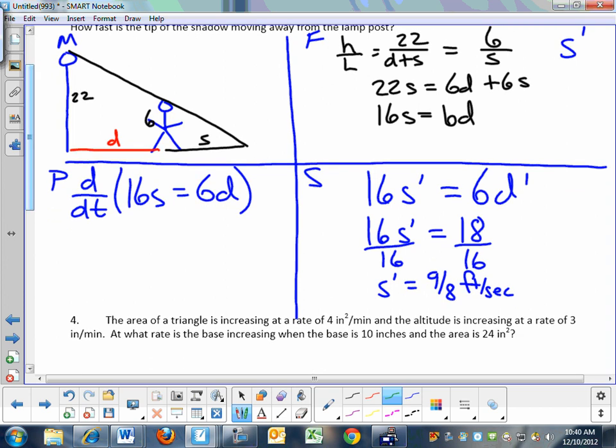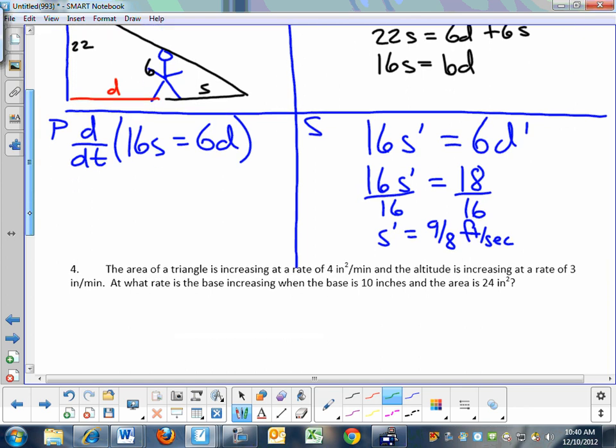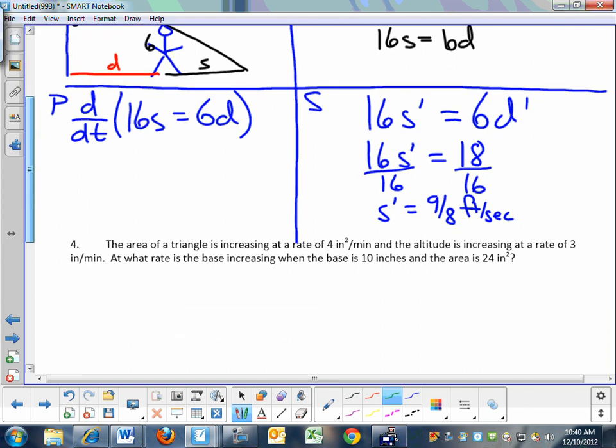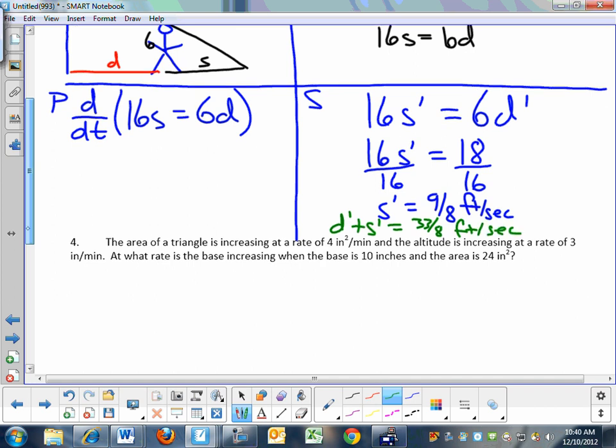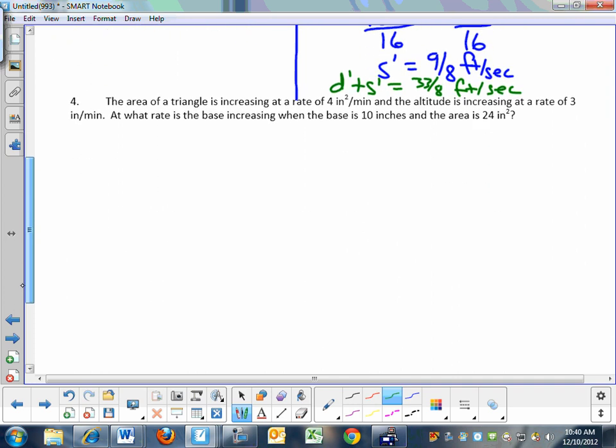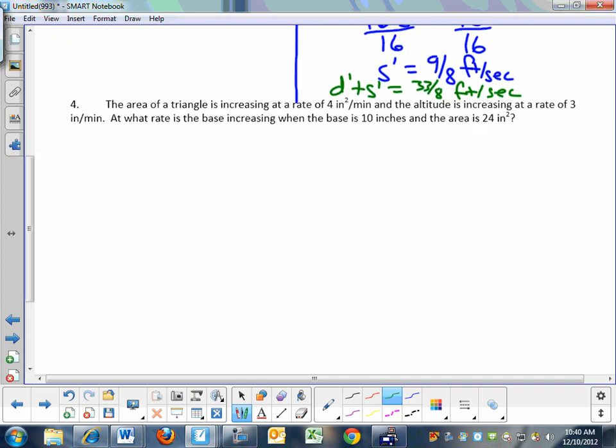Okay. So let's think about this. The tip of the shadow is currently moving away at 9/8 feet per second from the man. But from the lamppost, it's also moving plus the speed of the man. So you would have to add on for that second part. D prime plus S prime is equal to 3 plus 9/8. Well, that would be 33/8. Yep, that's how fast he's moving from the post.